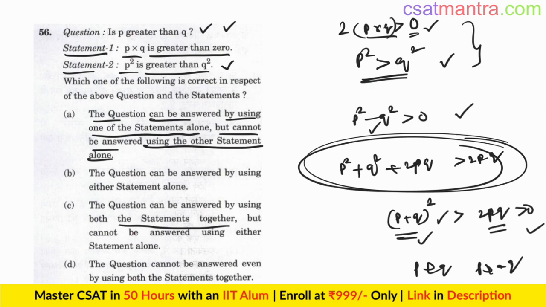And the UPSC is not going to complicate this much. Simple basic inequalities they will give you, and based on that only you have to answer. When you have this kind of inequality, what is the value of P and Q?